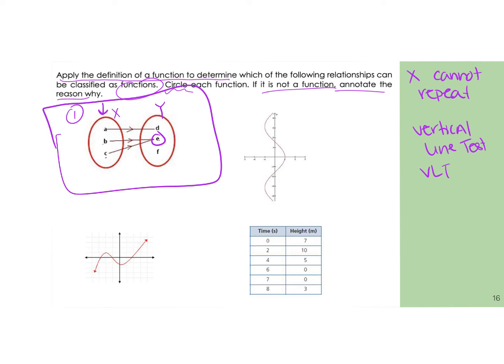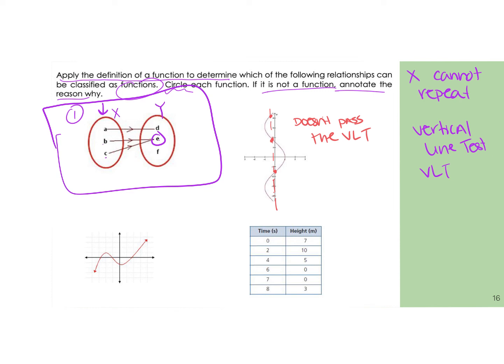Second one is a picture, so I'm going to use the vertical line test. I'm going to draw a vertical line through this function, and if it only touches once, it's a function. Through this relation, it touches 1, 2, 3, at least 3 times. So not a function. What's my reason? It doesn't pass the vertical line test. It crosses too many times.